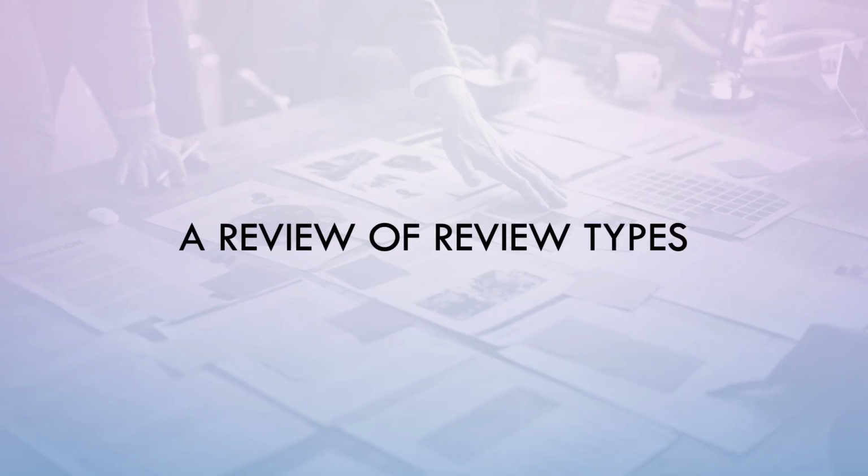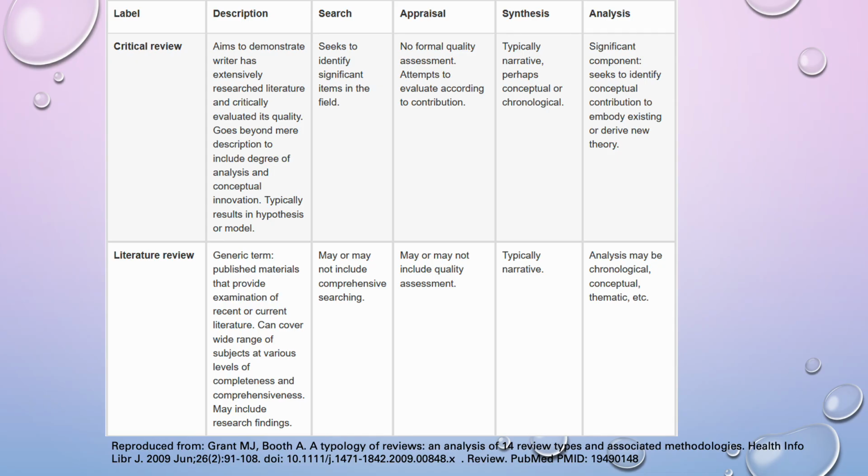Here is a review of the review types. So first, we have the critical review, and it aims to demonstrate the writer has extensively researched literature and critically evaluated its quality. It goes beyond mere description to include degree of analysis and conceptual innovation. Typically, it results in a hypothesis or model.